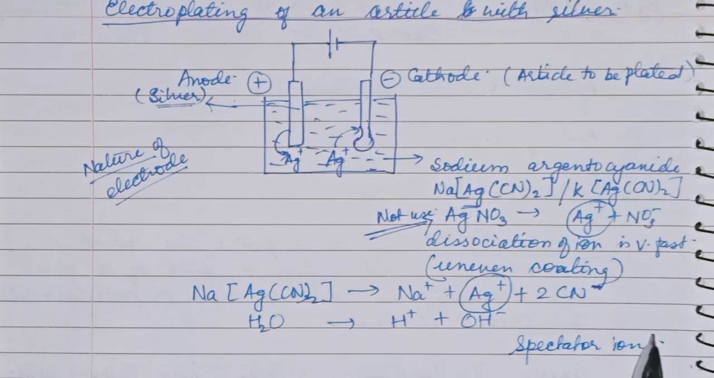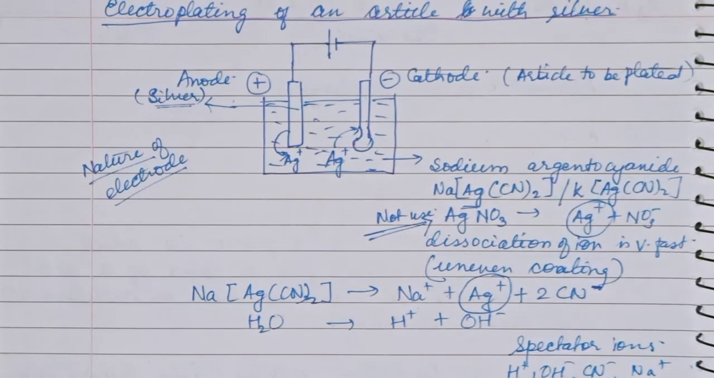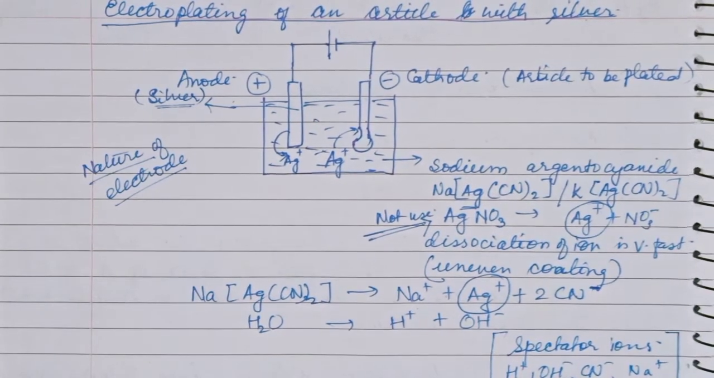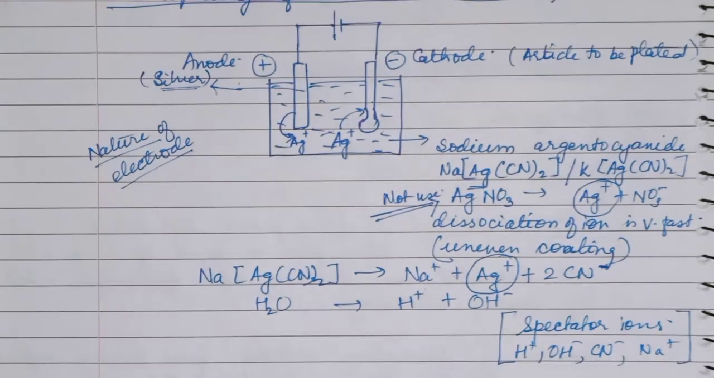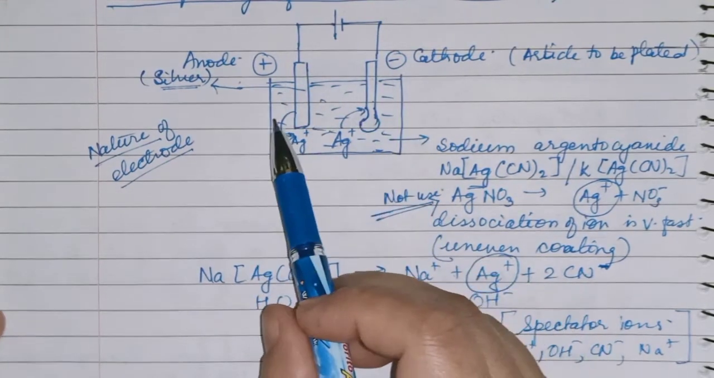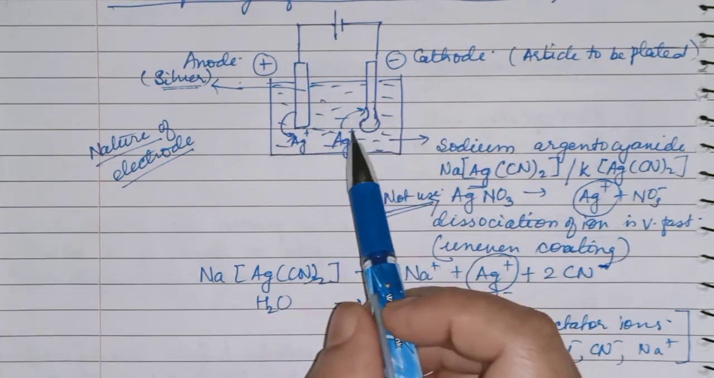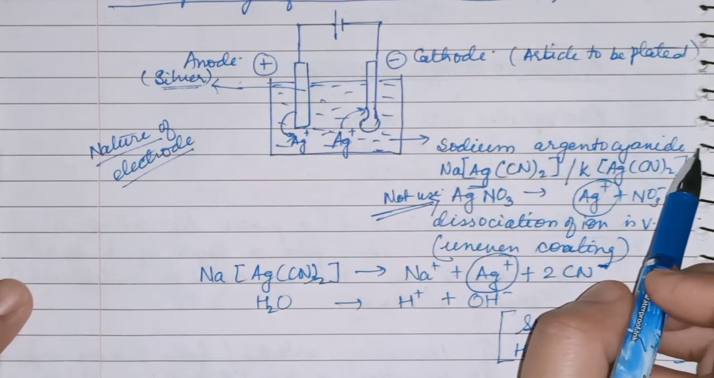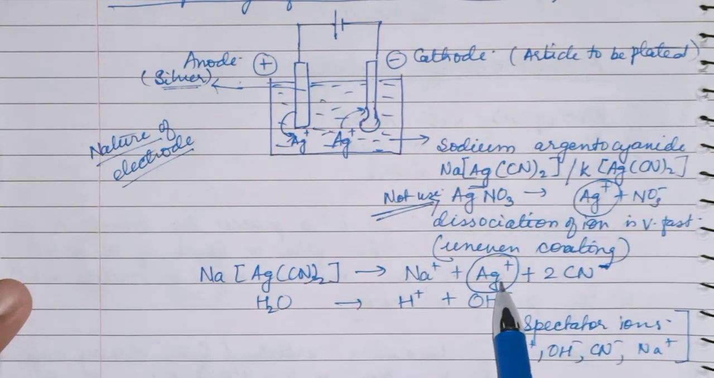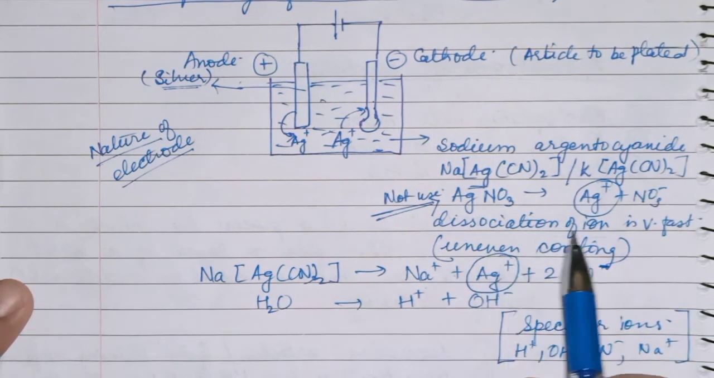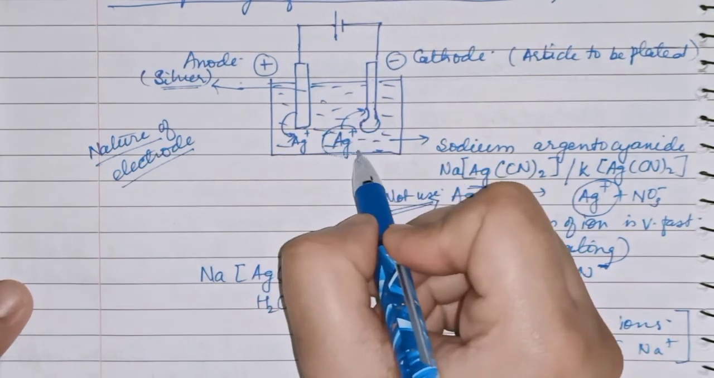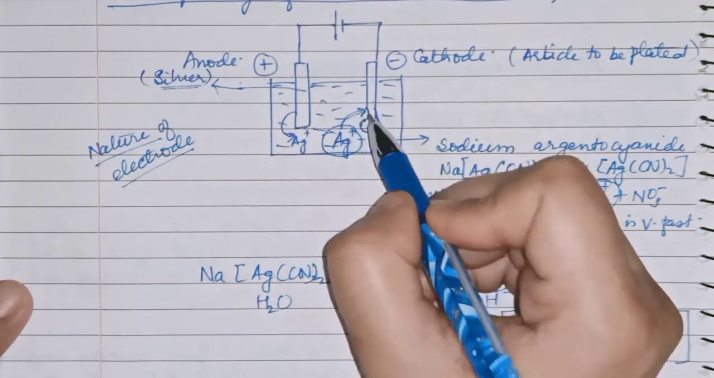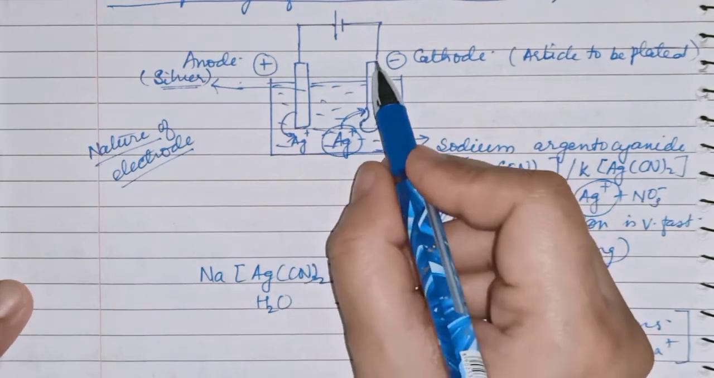Spectator ions: what are these? H plus, OH minus, CN minus, and Na plus. These are spectator ions. They will not get discharged at any electrode. Now see how electroplating of the article with silver is taking place. Here in the electrolyte, sodium argentocyanide is present, that breaks down into sodium ion, silver ion, and cyanide ion. Silver ion is moving towards the negatively charged cathode, the brass spoon.